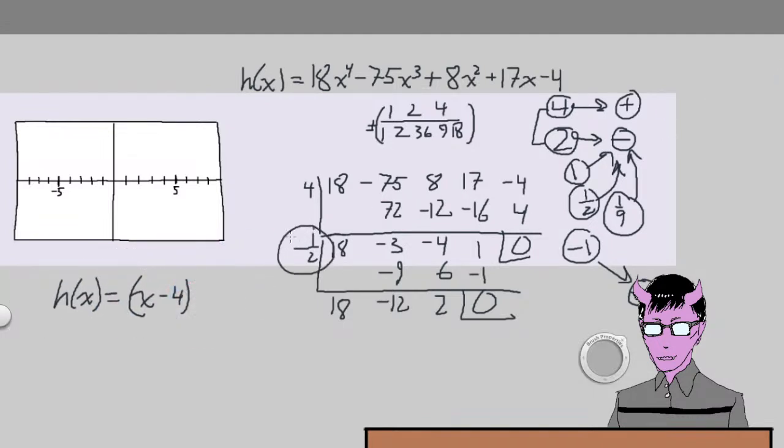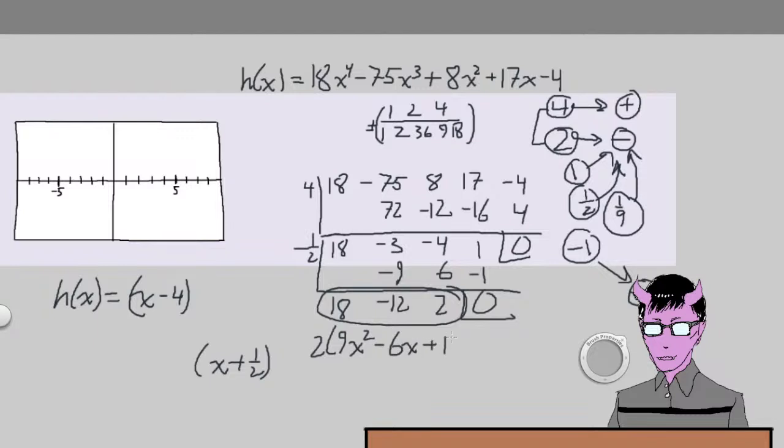Alright, since negative 1/2 works as a 0, that implies that x plus 1/2 is a 0. We can factor out 2 from each of those to put it here. Remember, this is a quadratic, so 9x squared minus 6x plus 1. Take the 2, slam dunk it there to generate a better looking factor. So there it is. Alright.